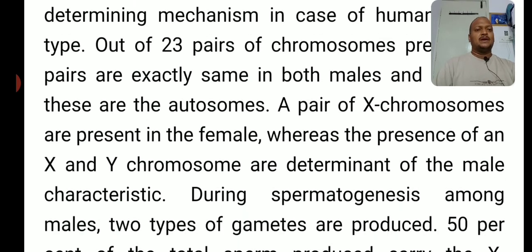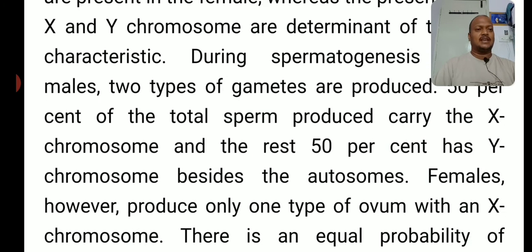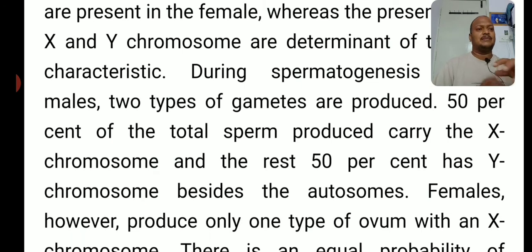Okay, right. During spermatogenesis among males, two types of gametes are produced. So earlier we discussed that during spermatogenesis among males, two types of gametes are produced. 50% of the gametes consist of the X chromosome, 50% of gametes consist of the Y chromosome, right? That is given here. 50% of total sperm produced carries the X chromosome and the rest of the 50% has the Y chromosome besides the autosomes, right? So at the time of spermatogenesis in the males, two types of gametes are produced. 50% of the sperms carry X and 50% of sperms carry Y chromosome, right?